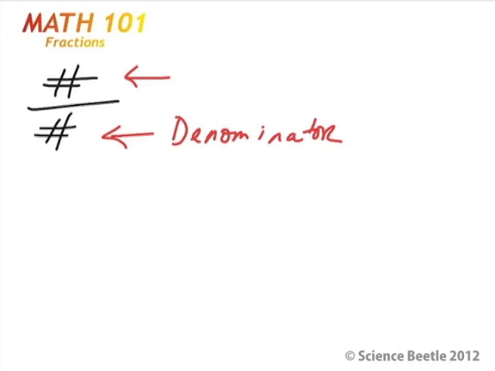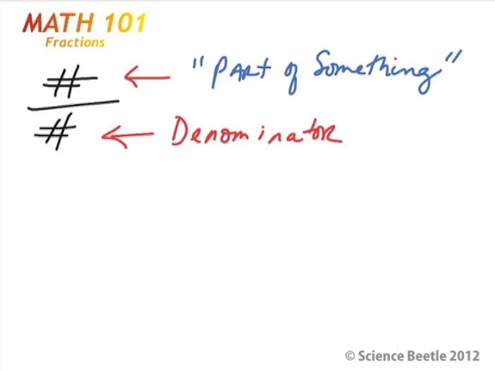Think of the numerator as the part, like the part of something. And then think of the denominator as being the total number of parts.